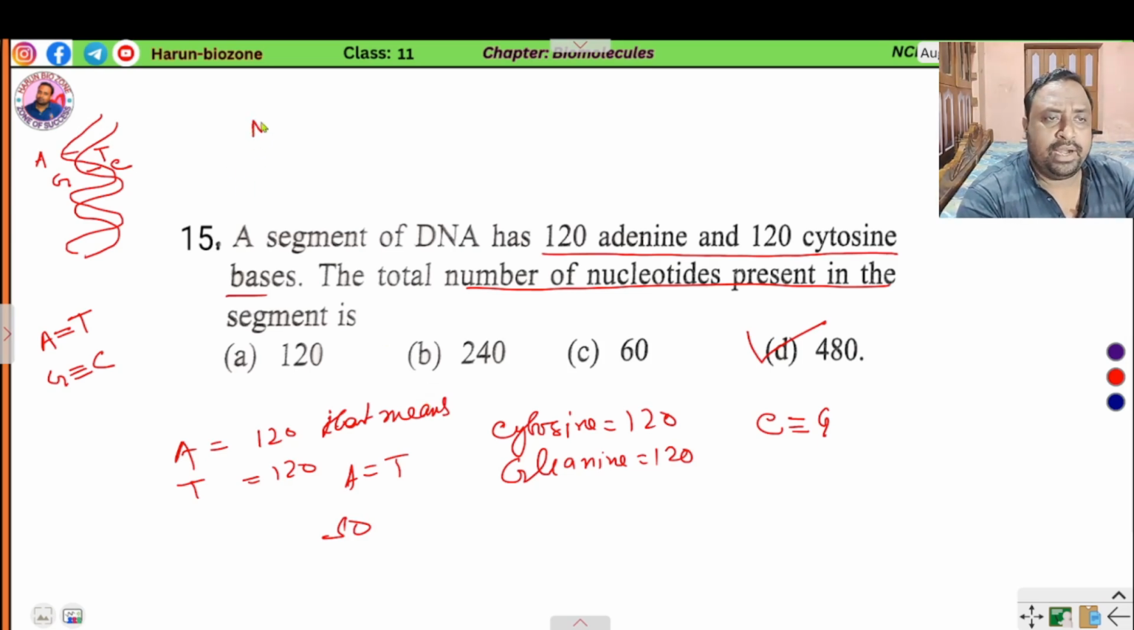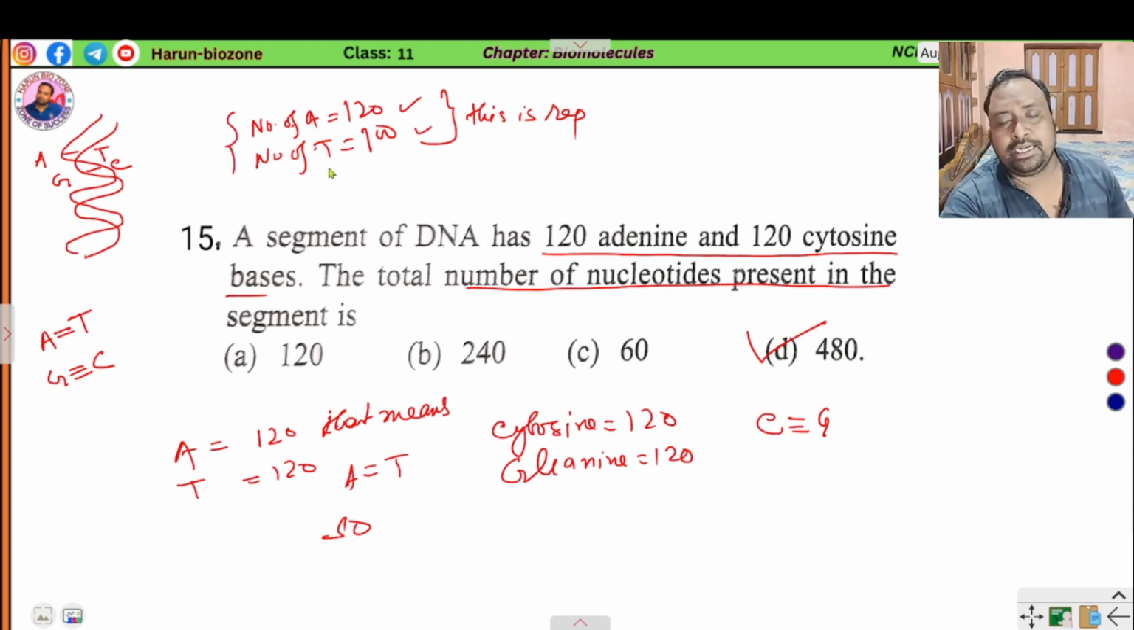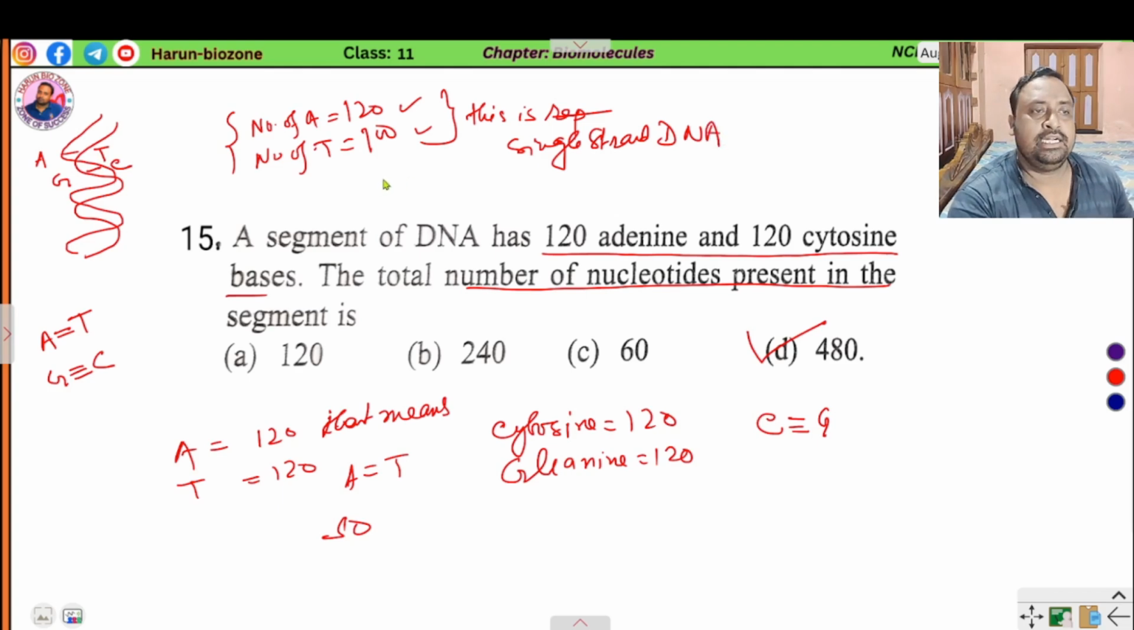For example, if the number of adenine is 120 and the number of thymine is 100, in this type of data you clearly understand this is single stranded DNA. If this type of data is given in any question, you completely understand that this is single stranded DNA, because in case of double stranded DNA, adenine always combines with thymine and guanine always combines with cytosine.